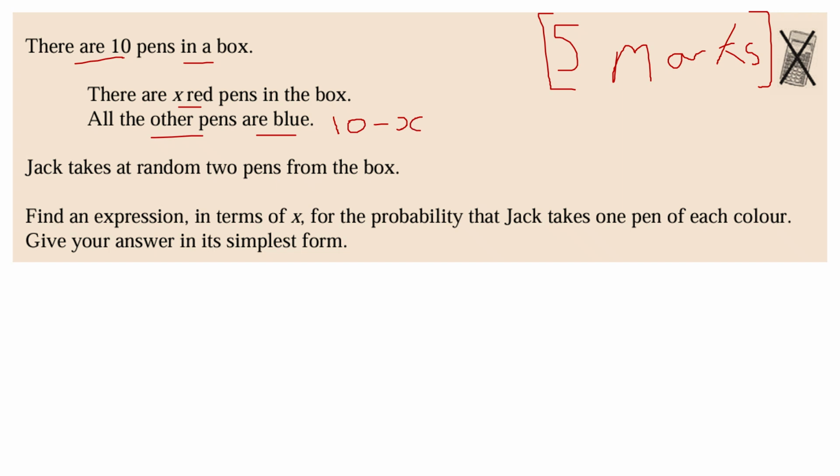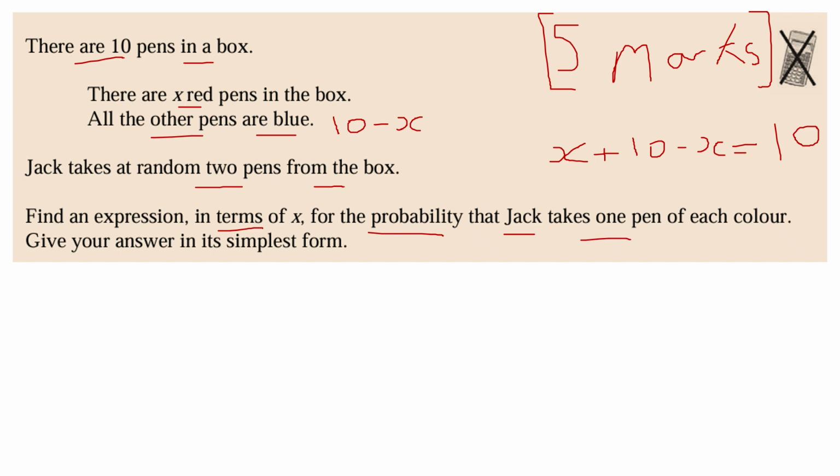And that makes sense. If you're unsure, if you do X plus 10 minus X, if you collect your like terms, it literally goes back to just 10. It says Jack takes at random 2 pens from the box. Find an expression in terms of X for the probability that Jack takes 1 pen of each color. Give your answer in its simplest form.